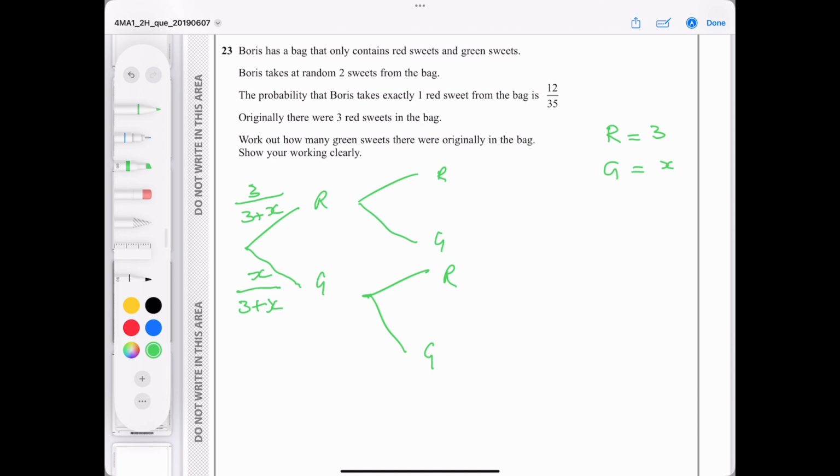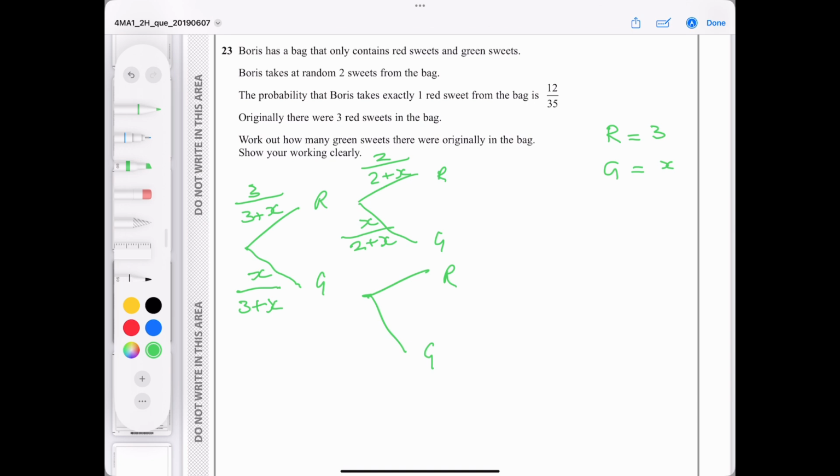Now, once we've taken a red sweet, it means it goes down to 2. And that would be 2 plus X. Once we've taken a red sweet, the green sweets remain the same, so they are X. And then we still have 1 fewer, so it'll be 2 plus X on the bottom.